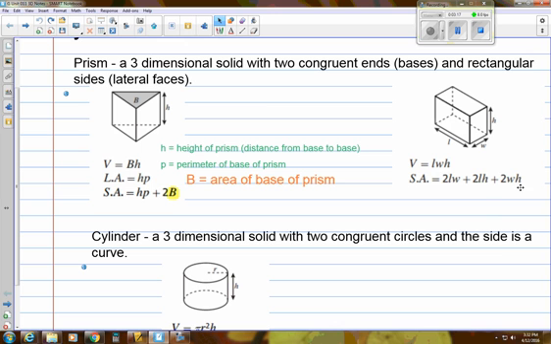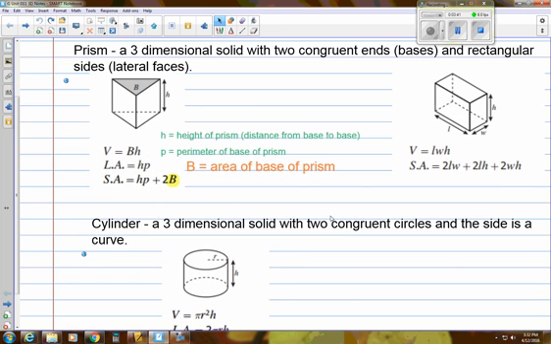The surface area of a rectangular prism is given here as 2 times the length and the width, plus 2 times the length times the height, plus 2 times the width times the height. So that one's fairly simple. So again, lateral area is the area just of the sides or the lateral faces, whereas surface area includes the lateral area plus the area of both bases, top and bottom.